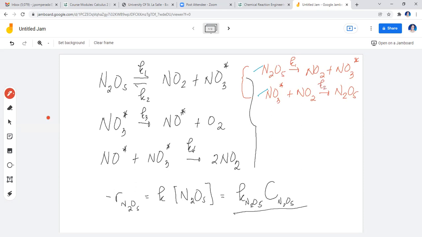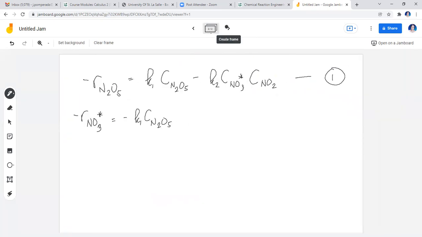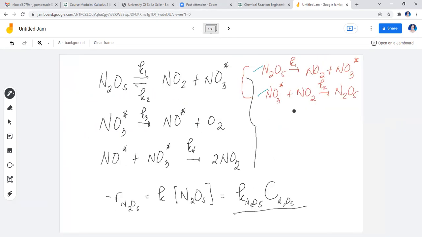Okay, I'm just writing the rate constant. So we will write the corresponding rate law for this. NO3 and NO2 in this case. Species NO3 is reacting, so I'll place here plus K2 C NO3 asterisk C NO2. Okay? That will account for the presence of NO3 here.